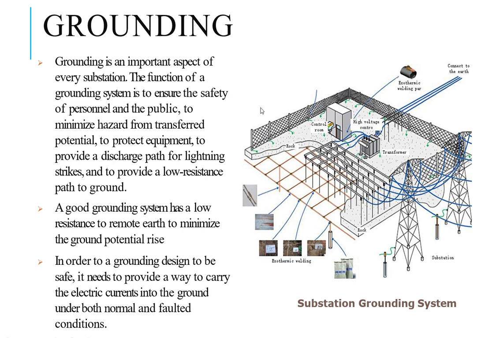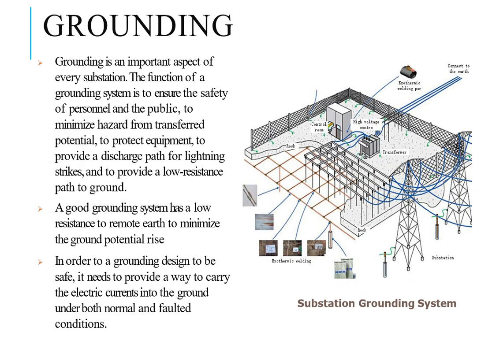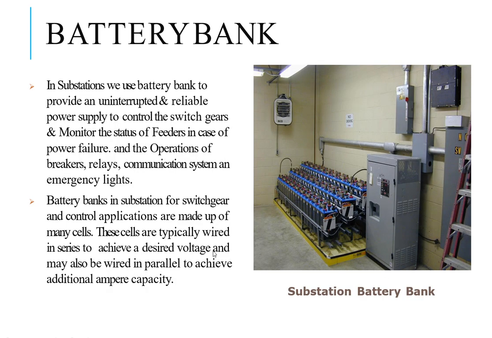Grounding system. The grounding system is the most important aspect of every substation because it functions as a safety measure to ensure there is safety when there is a short circuit or lightning. It provides a low resistance path to the ground to ensure that when there is overcurrent, the whole voltage is taken to the ground to neutralize the system.